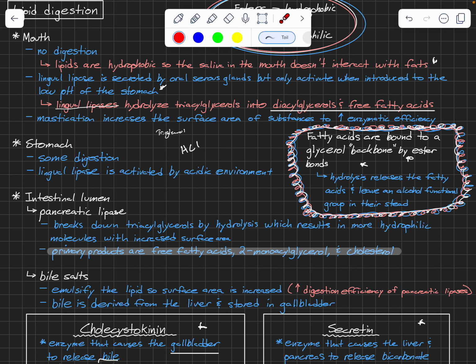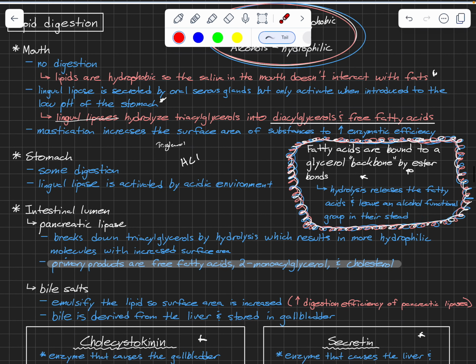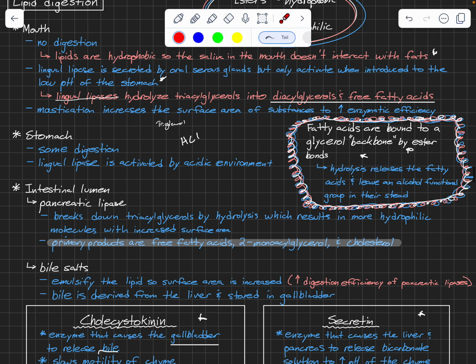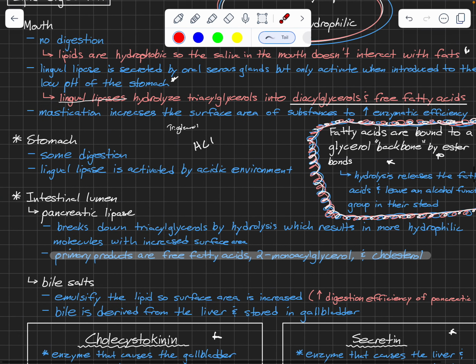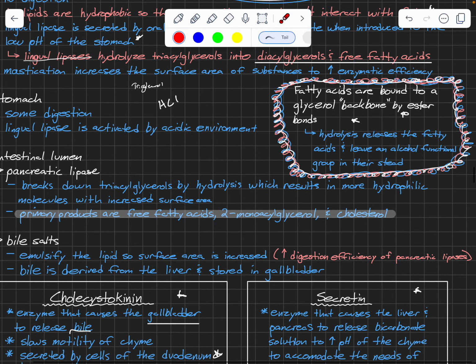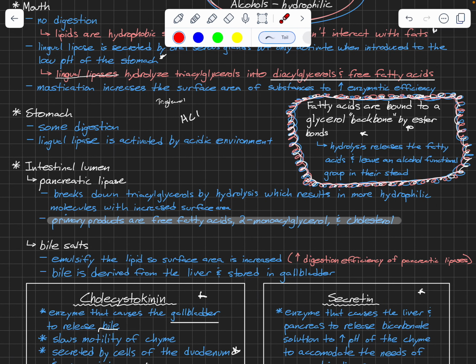They are activated by the low pH in the stomach, and that's where the first true digestion of the lipids happens. So we'll hit the stomach, we'll get some digestion. I believe HCl is the main acid present in the stomach that allows for the activation of lingual lipases, but they do not activate until the acidic environment. I know I'm repeating myself a lot, but it is just a big concept to know. So once lingual lipases are activated, they start partial digestion in the stomach.